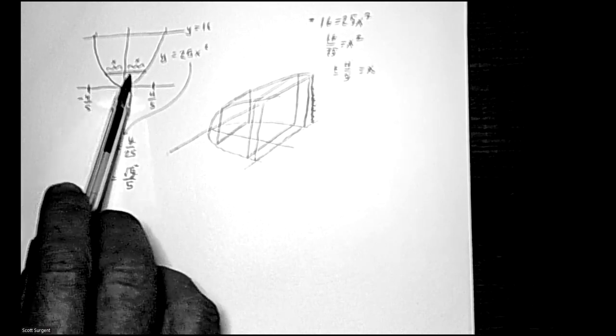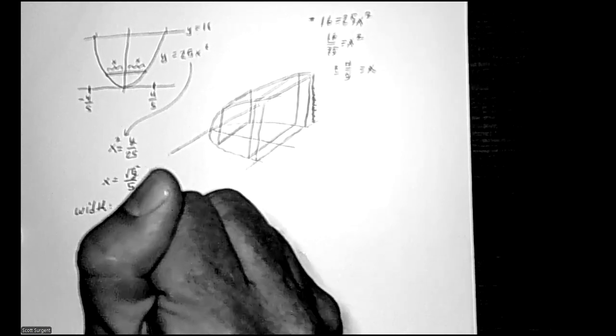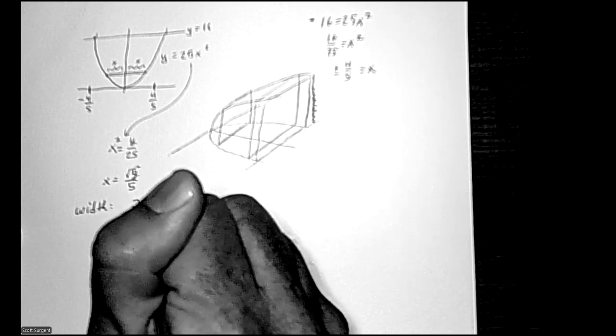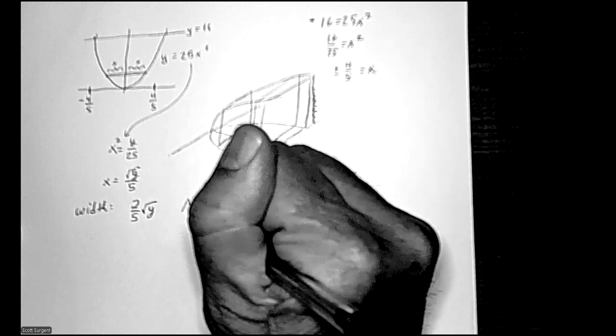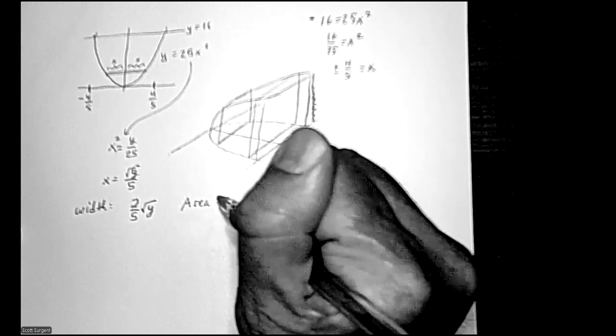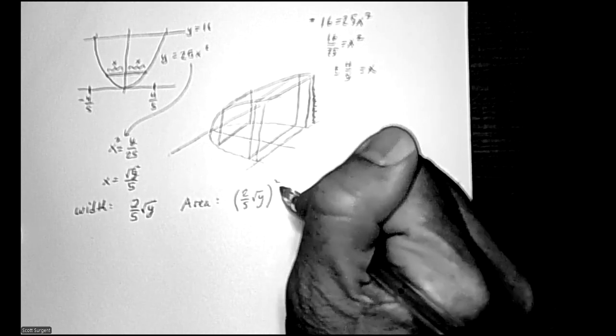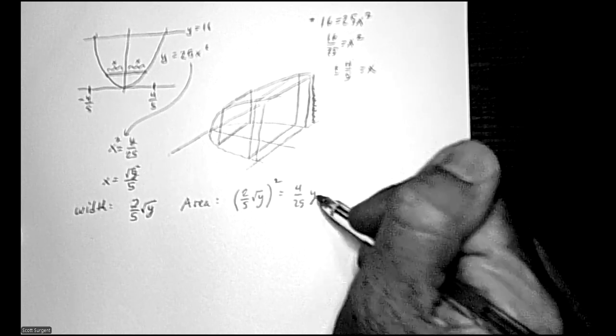Now, the actual width of the cross section is two of these. So 2 over 5 square root y. So therefore, the area of the square is going to be this squared. So what do you get? 4/25 just y.